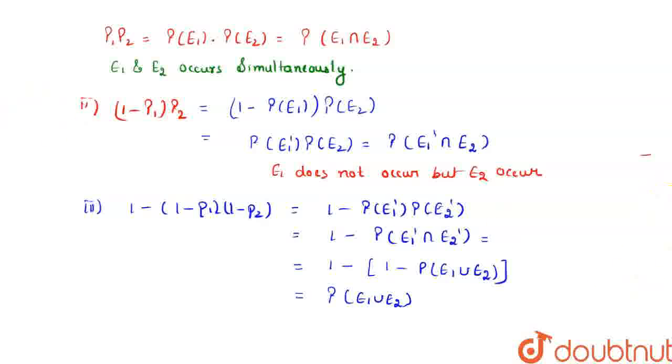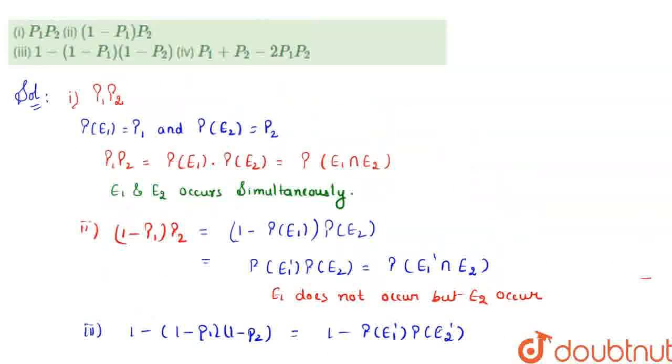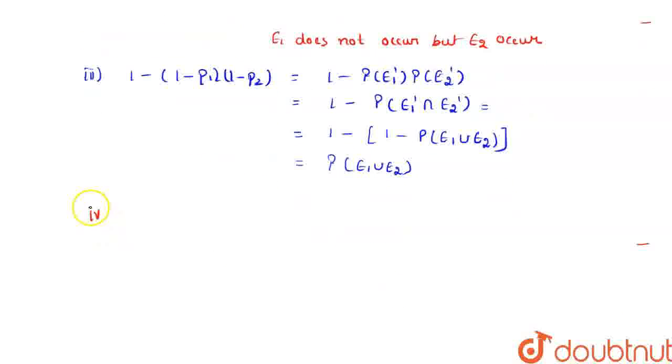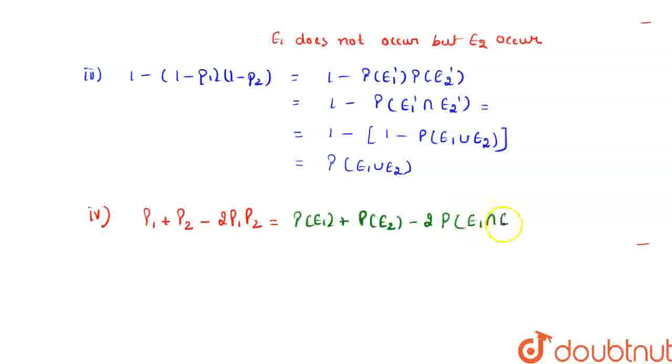The last part is given to us. The question is p1 plus p2 minus 2 p1 p2. So let us write it down. The fourth one is p1 plus p2 minus 2 p1 p2. Again we'll be replacing the same. So P of E1 plus P of E2 minus twice of P of E1 into E2. So directly I can write minus 2 of P of E1 intersection E2.